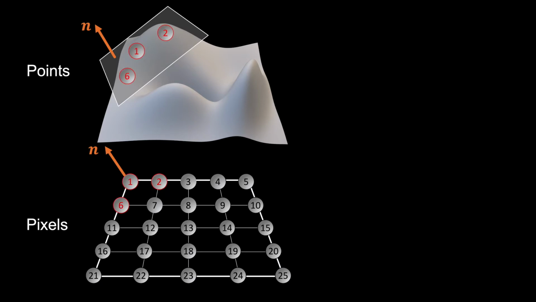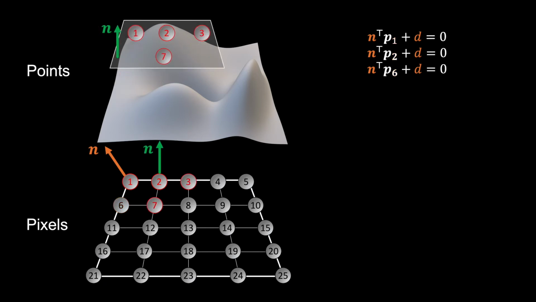Then we fit the nearby points of point 1 to the plane. Here we assume close pixels on the image plane also imply close points in the 3D space. In this case, pixel 2 and 6 are next to pixel 1, so their corresponding points 2 and 6 should be close to point 1. We can enforce these 3 points to lie on the plane. In this way, we obtain 3 plane equations.